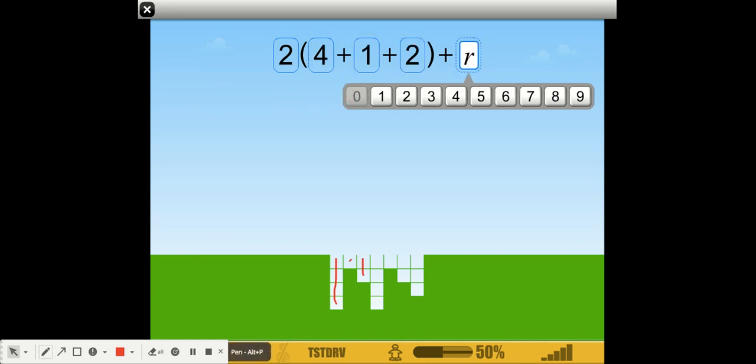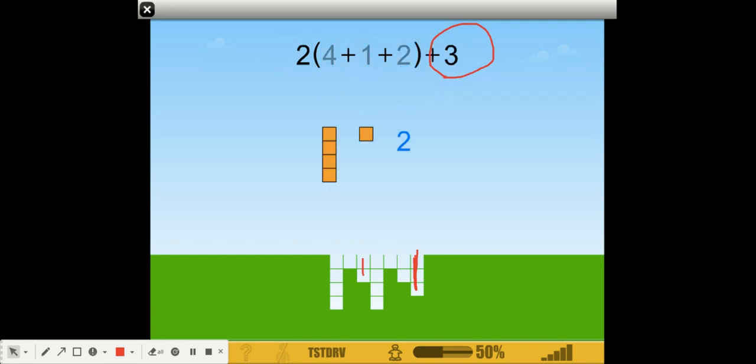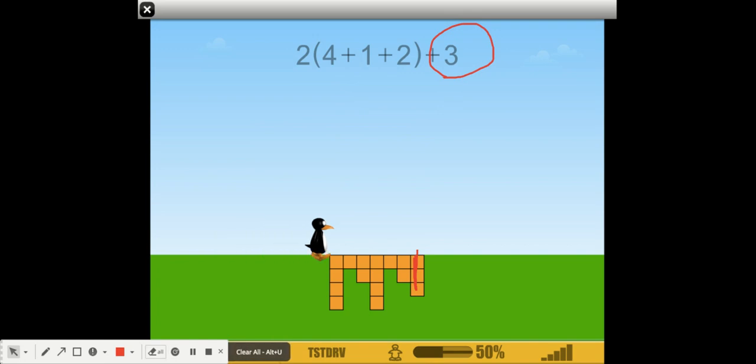And then we have this extra bit on the end, the r, that's not being multiplied by 2. Notice how it's outside the parentheses. This is all the way outside the parentheses. And that is 3 extra ones on the end. So that means our r, our extra number, is going to be 3. 4 plus 1 plus 2 times 2 plus the extra 3 on the end.